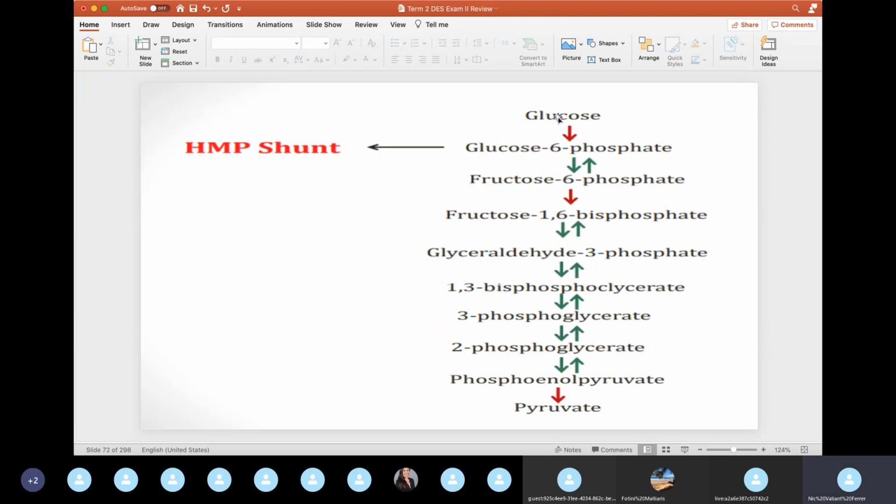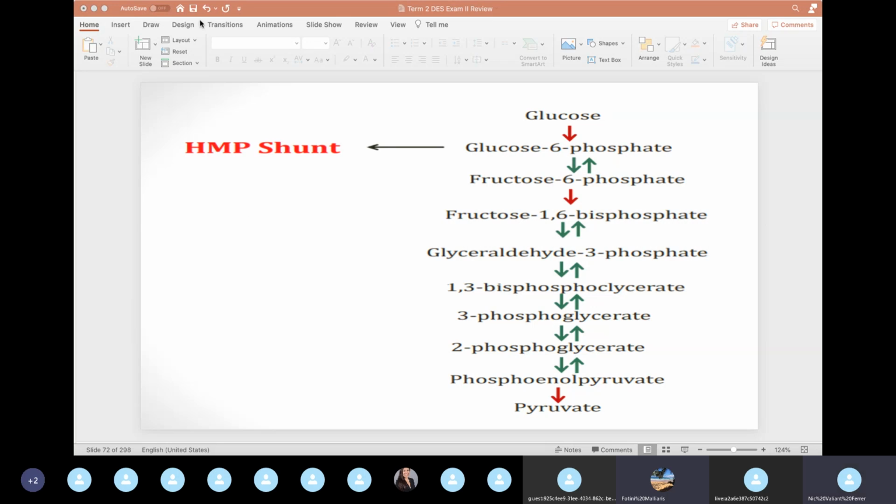Again, glucose to pyruvate. This is your glycolysis pathway. Don't forget, glucose 6-phosphate can be shunted. It can become a substrate of your HMP shunt. Let's go back to term 1. What is HMP shunt? Hexose monophosphate shunt, or the PPP.